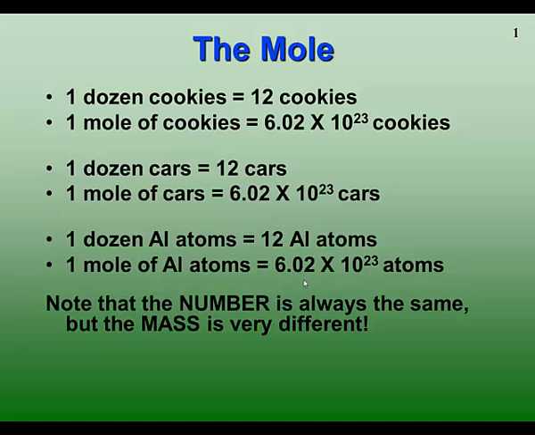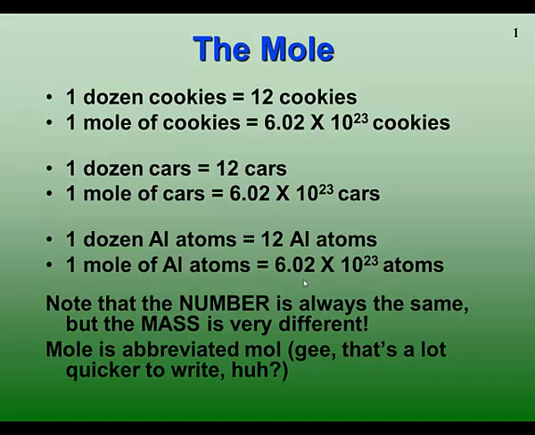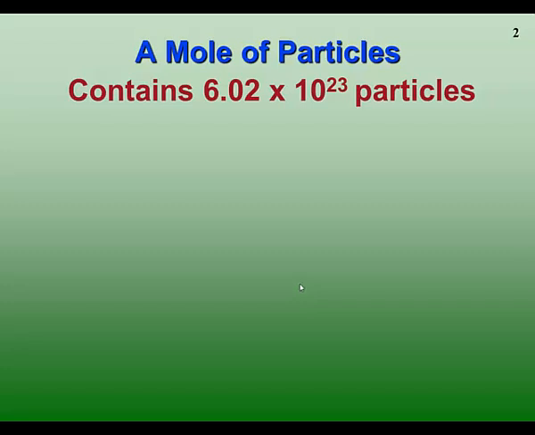Number's always the same, mass is different. We talked about this in class as well, looking at the jelly beans versus the candy when you're talking about the kids in the candy store, or the quail eggs versus the chicken eggs in a cluster. You abbreviate it MOL. Hey, that's a lot easier, right? Dropping that E. That's kind of silly. All right. Always have the same number of particles.